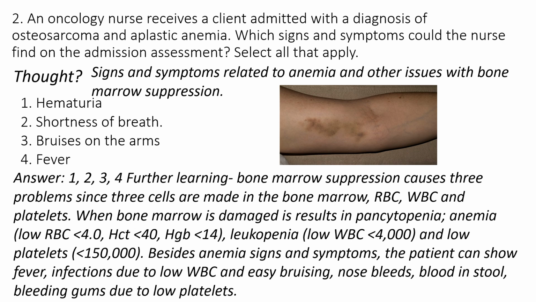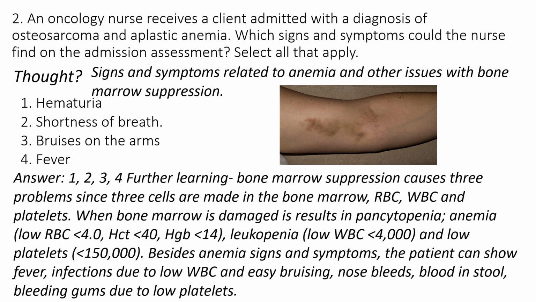So the answers were all of the above, and in the further learning, it's important to remember that aplastic anemia is a special anemia that presents with bone marrow suppression, causing signs and symptoms for all 3 of the cells that are made in the bone marrow: red blood cells, white blood cells, and platelets. So when bone marrow is damaged or not working, the result in the lab is pancytopenia, and pancytopenia means all 3 of those are down.